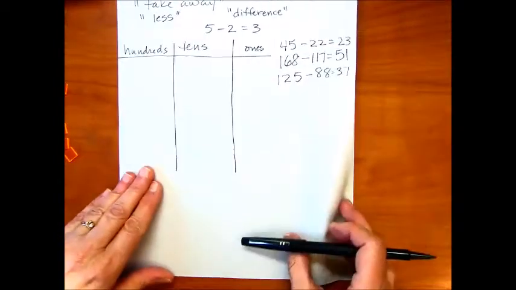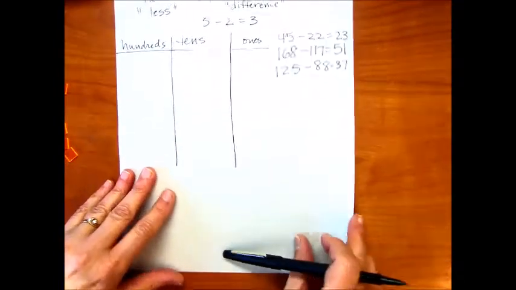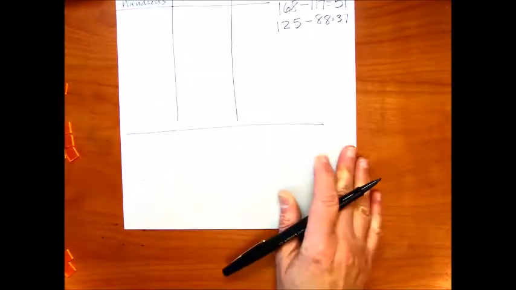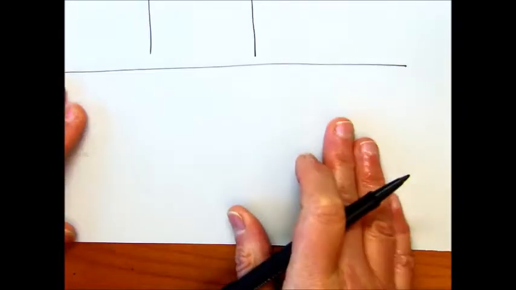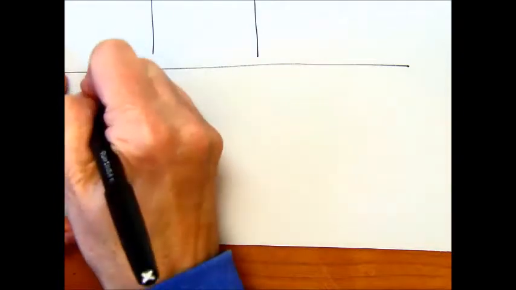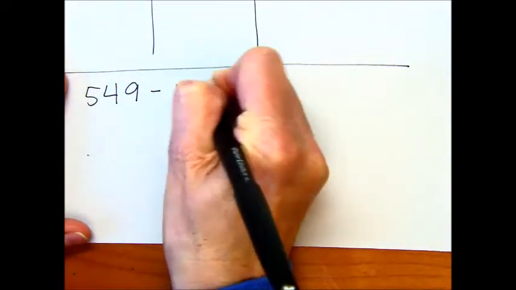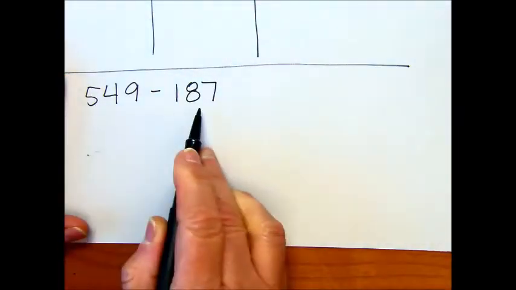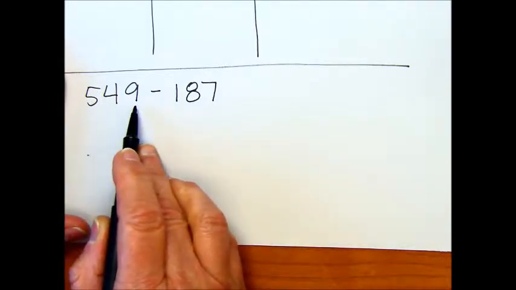Okay, let's talk about writing out problems without the use of the base 10 blocks. Let's zoom in a little bit. All right, let's say I have a number, 549 minus 187. Both of these numbers are 3-digit numbers. They have a hundreds place, a tens place, and a ones place.